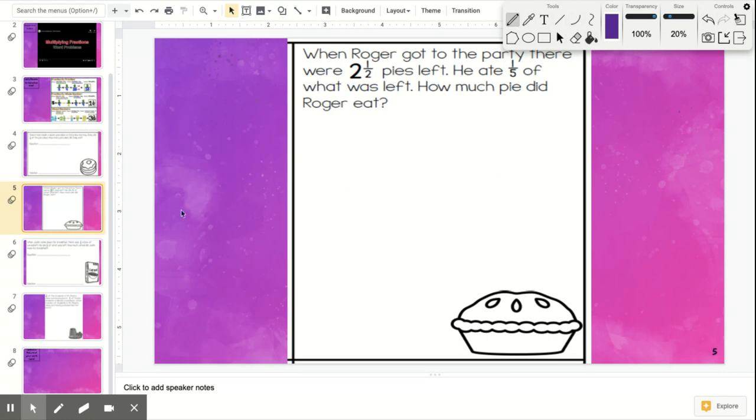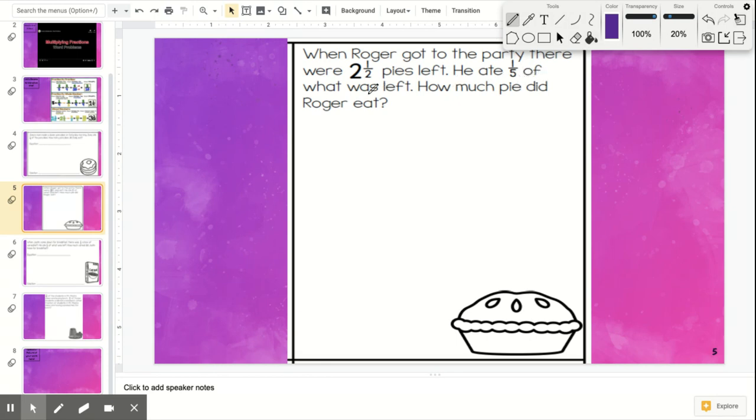Okay, this one says, when Roger got to the party, there were 2 1/2 pies left. He ate 1/5 of what was left. How much pie did Roger eat? Okay, so I'm looking at this problem. I see 2 numbers given to us. I see that one is a mixed number and one is a proper fraction.